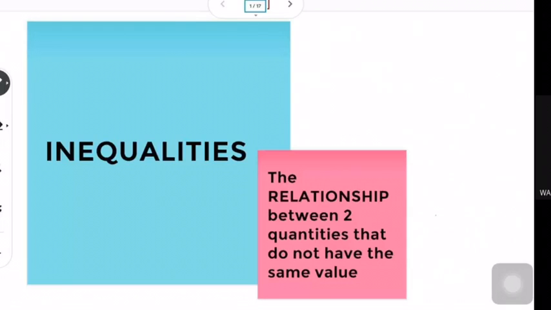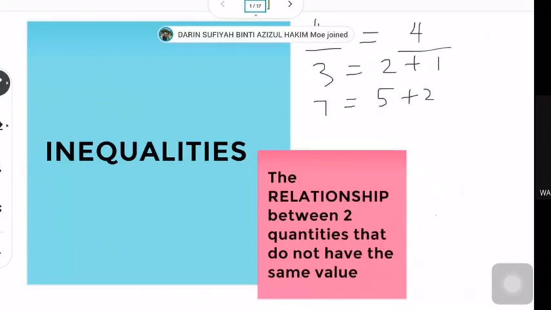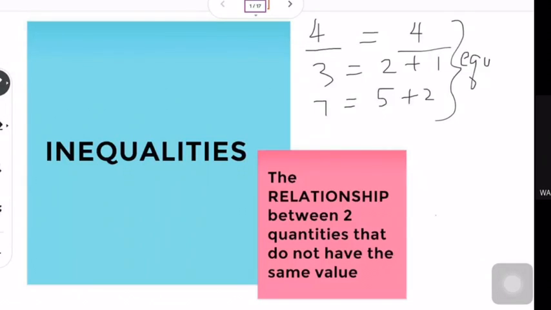Okay, what is inequalities? Now previously we did equation or equality. Equality is when the value on the left side is equal to the value on the right side. So for example, 4 equals 4, or 3 equals 2 plus 1, or 7 equals 5 plus 2, and so on. These are equality. So the opposite of equality is inequalities.